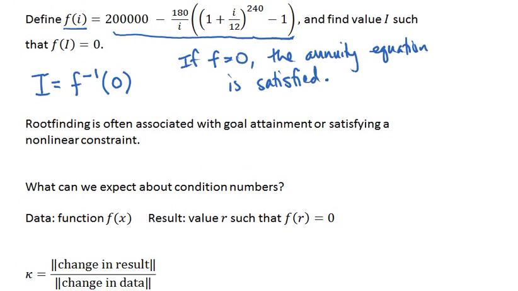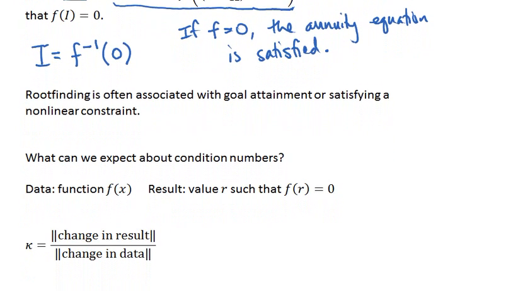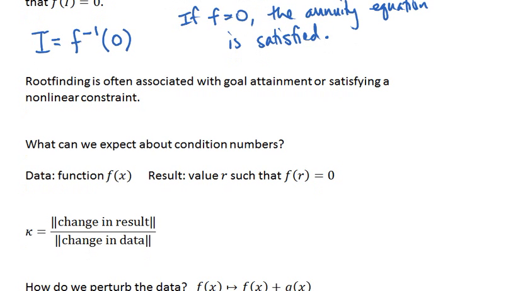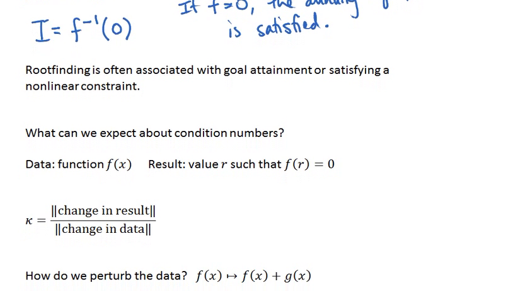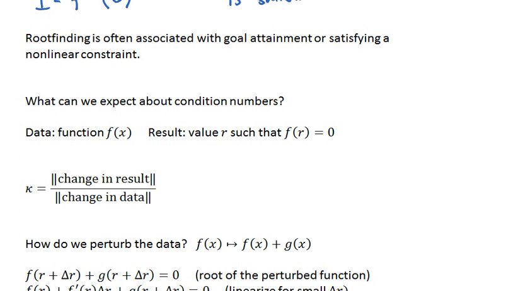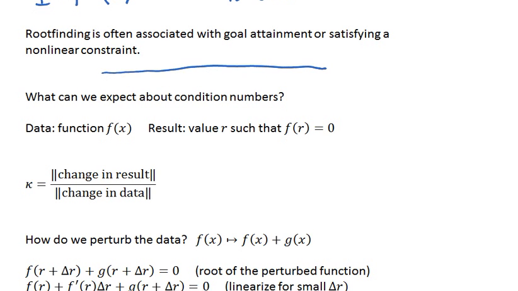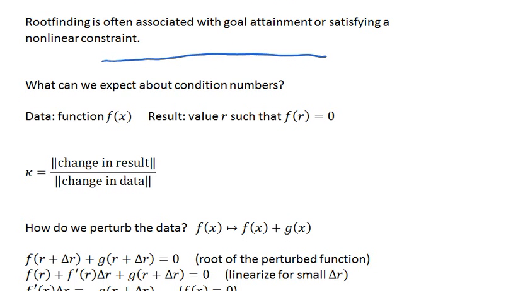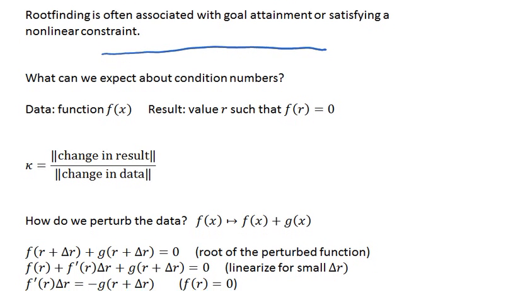Root finding problems come up where you have a particular goal that you're trying to achieve, or there's some constraint on your system that has to be satisfied. That's a nonlinear function. Anytime we get a new type of problem, it's worth asking how's the conditioning of that problem? What can we expect in the presence of round-off errors?